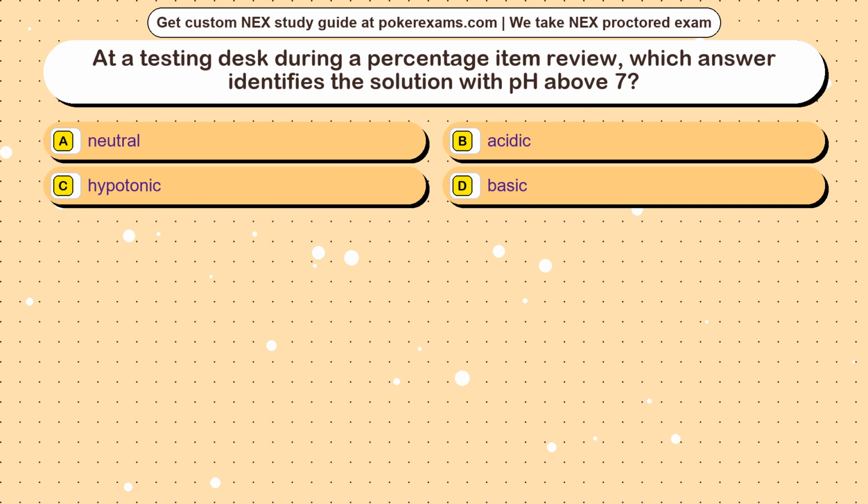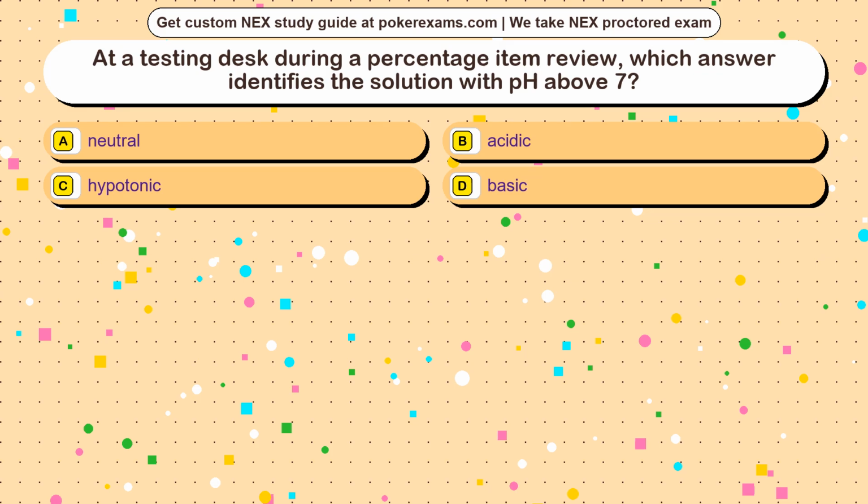Question 23. At a testing desk during a percentage item review, which answer identifies the solution with pH above 7? Option A, neutral. Option B, acidic. Option C, hypotonic. Option D, basic.